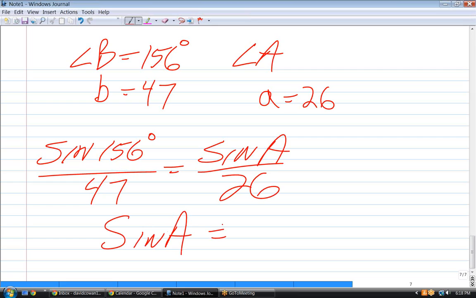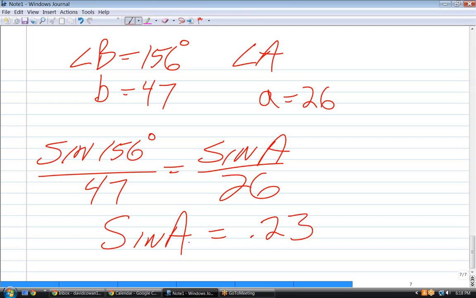As soon as you get this number, you'll have the answer to the problem. You don't need to find out angle A. You just need to make sure that the sine of A is within its range. It's 0.23. So one solution. That's all we need to do.